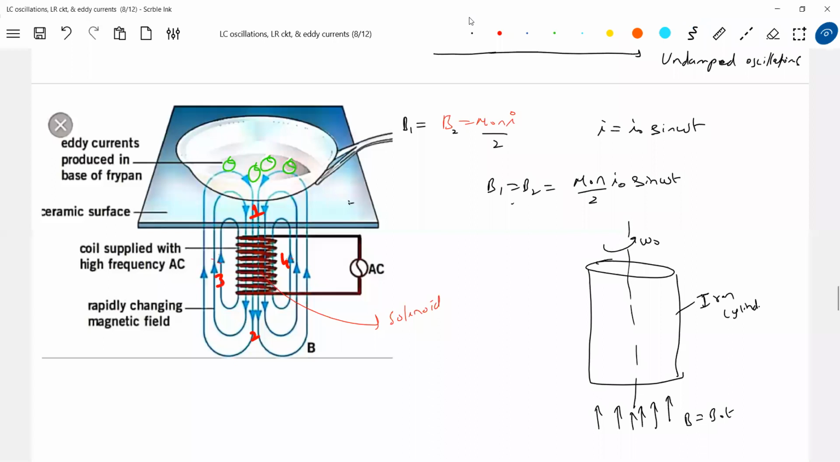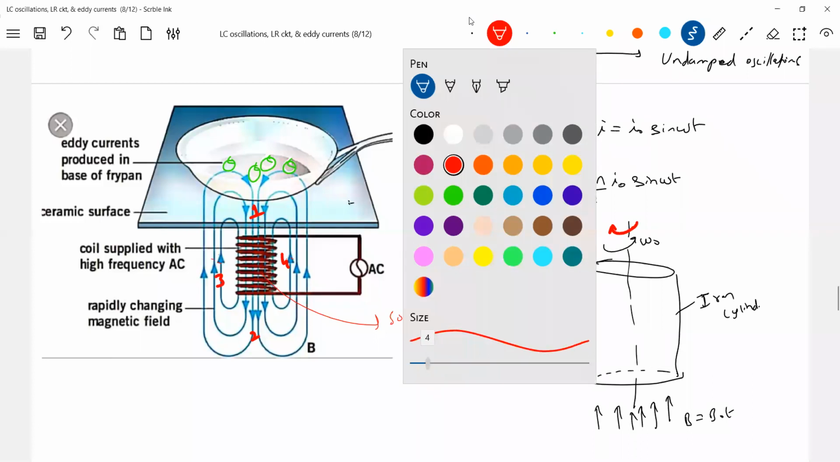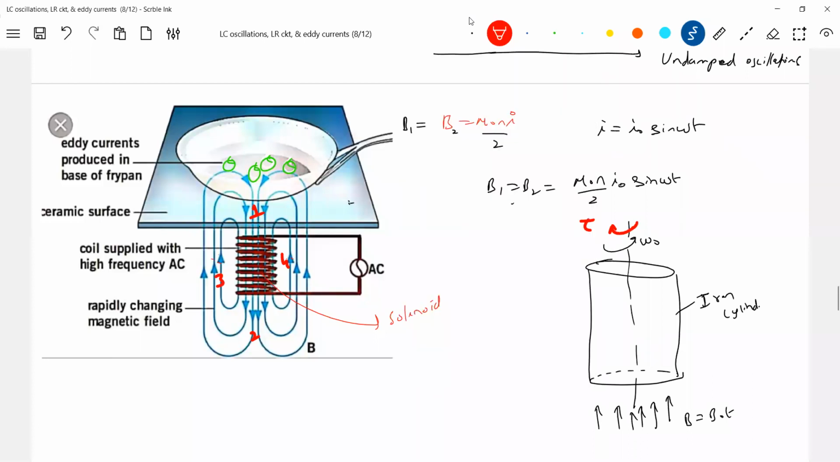Eddy currents will be set up at the bottom. The eddy currents are set up in such a way that they will set up a retardation. And this retardation is due to what? Due to eddy currents, because according to Lenz's law, the direction of induced current should be such that it opposes the cause. On the lateral surface it won't be there because B will be tangential. At this particular point eddy currents will be set up. They will set up an induced torque, and due to that it undergoes retardation. This is what I'll use for braking.